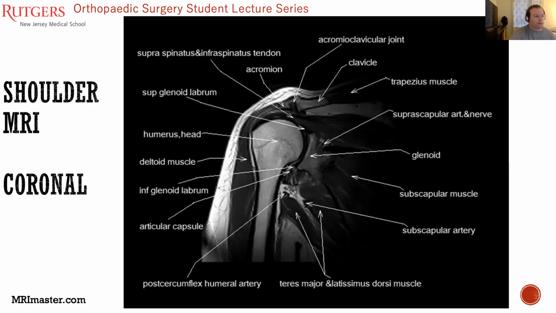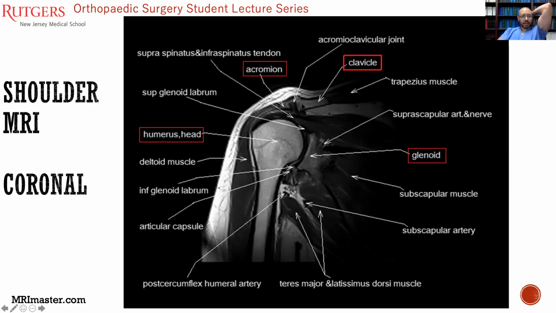And again, it is overwhelming, but I find it easiest to just make sure you orient yourself in the image. Remember that this is the coronal image, so we're looking essentially at a frontal view of the shoulder. And then you can also identify the bony structures. So again, we have the humerus out laterally, articulating with the glenoid. We see our clavicle coming across, articulating with the acromion.